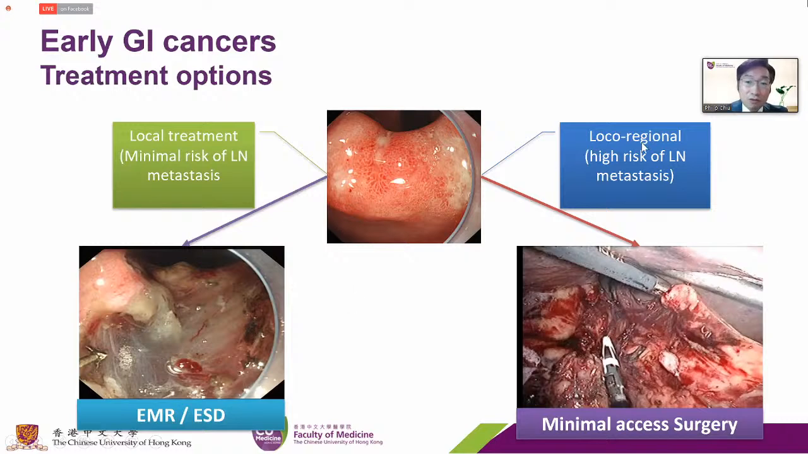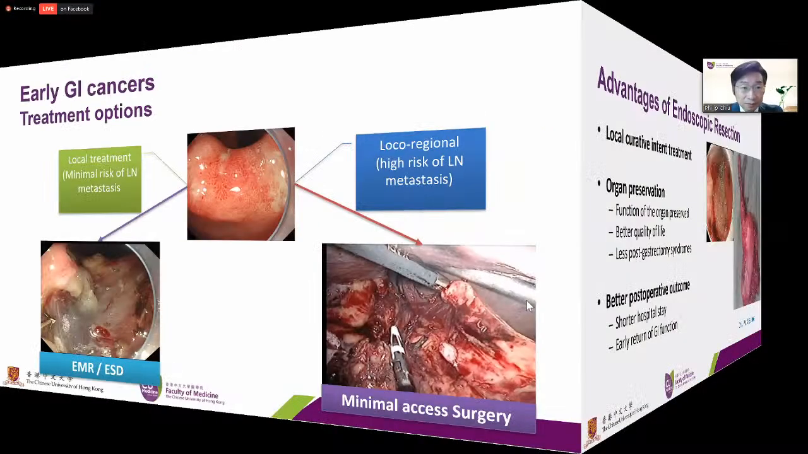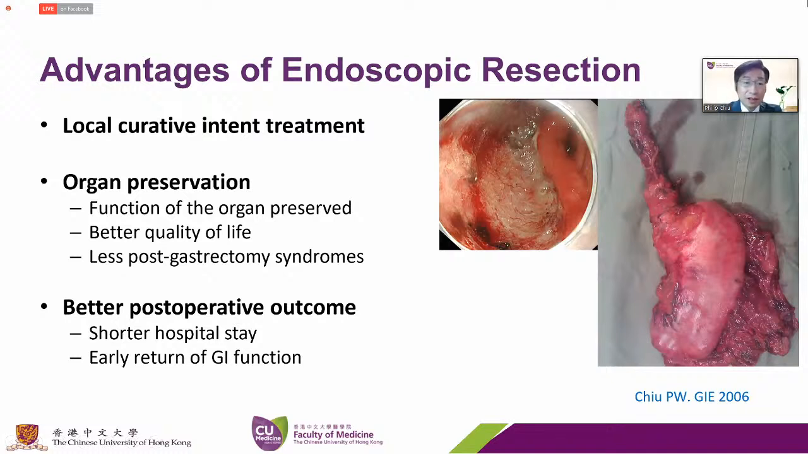If there's a local regional disease with a high risk of lymph node metastasis, then we have to treat it by minimal access surgery. The advantage of endoscopic resection is that this is not only a locally curative intent treatment, but we can preserve the organ so that the functional outcome of the patient is better, with a better quality of life. And it's also a better post-operative outcome with a shorter hospital stay and early return of GI function.